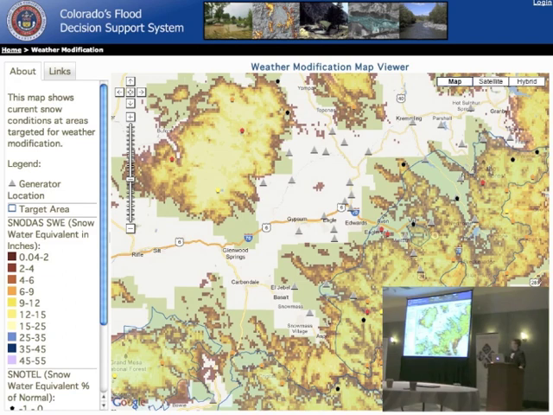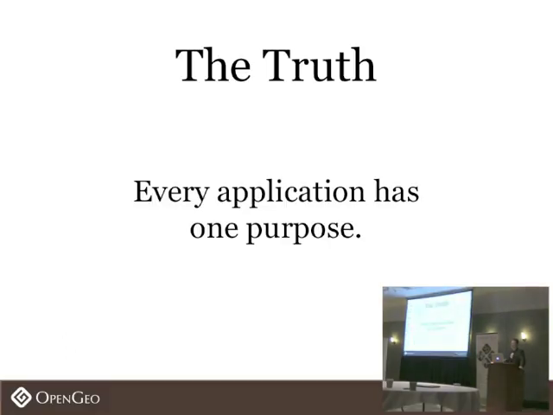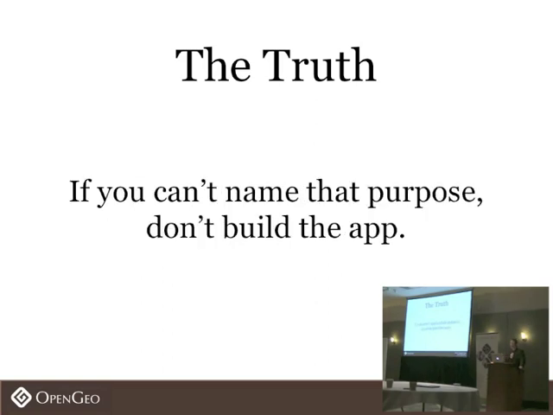Notice you can't turn the layers on and off anymore. The toolbar on the top is gone. All it does is let them look at the data they need to see to make their decision. No instruction panel. They don't need it. So the truth: every good application has one purpose. And if you can't name that purpose, you shouldn't build the application.